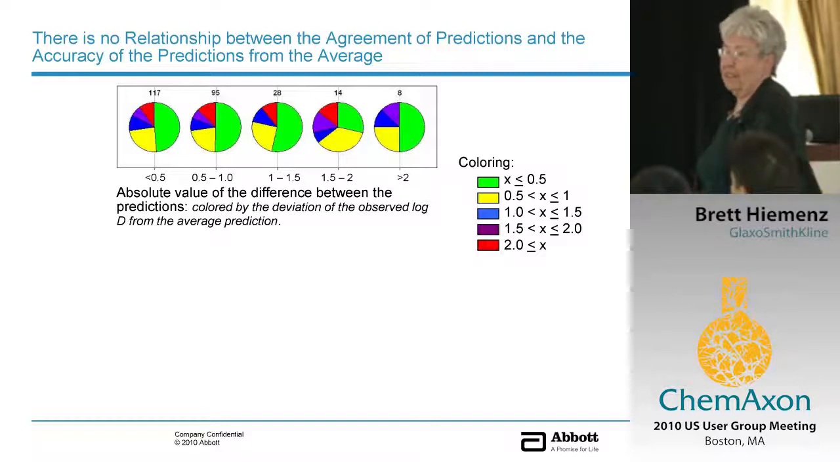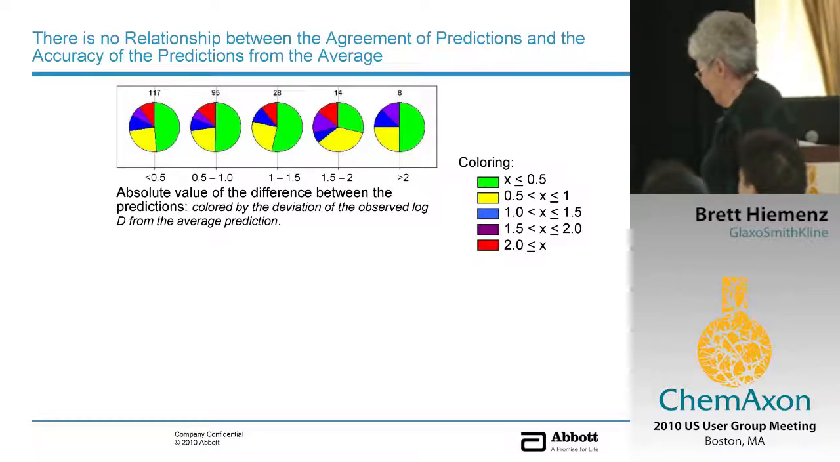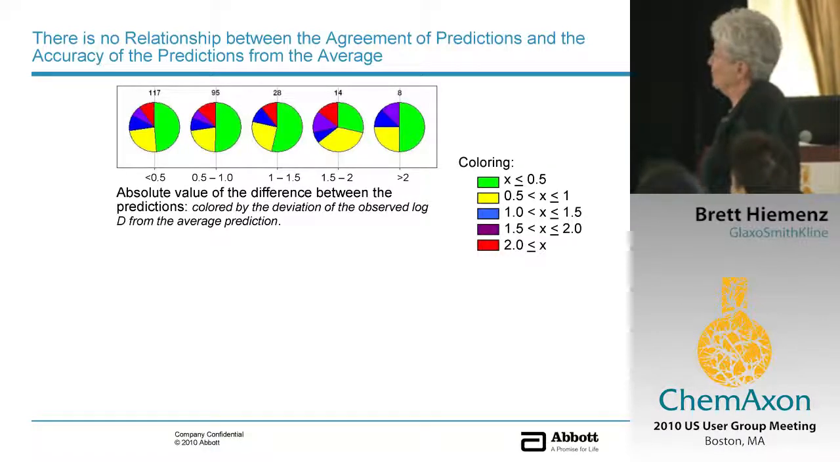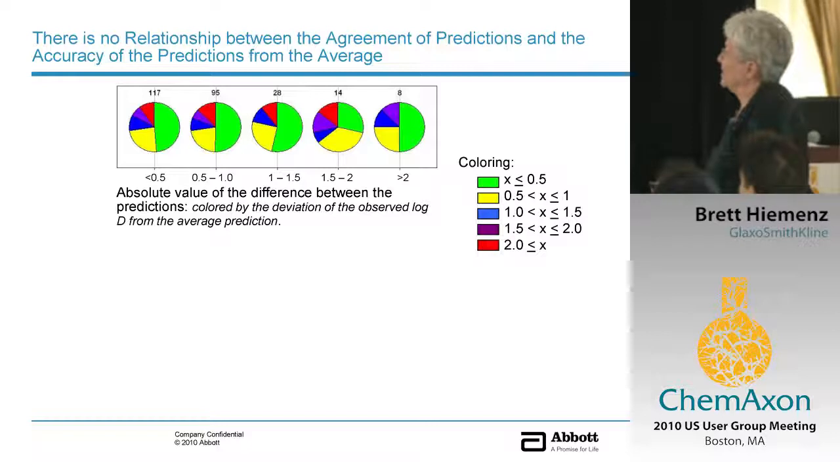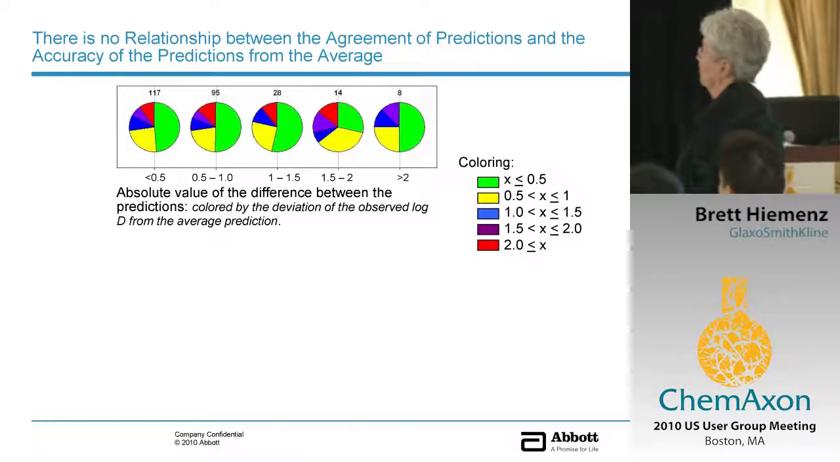Okay, now this is my Spotfire graph. So if you don't like pie charts, close your eyes. So this row is now the absolute value of the difference between the predictions. So in these two, the predictions agree pretty well, and they're agreeing less and less well all the way here. And the coloring is how close now the deviation between the observed log D and the average prediction. And you see that there's really no relationship between how well the two agree and how well the average predicts.